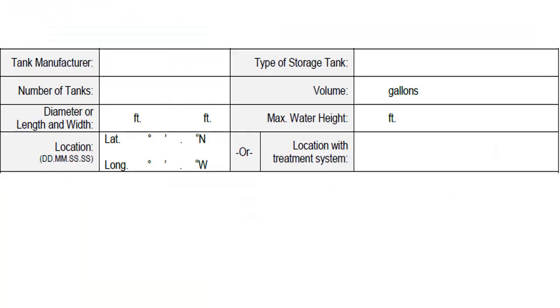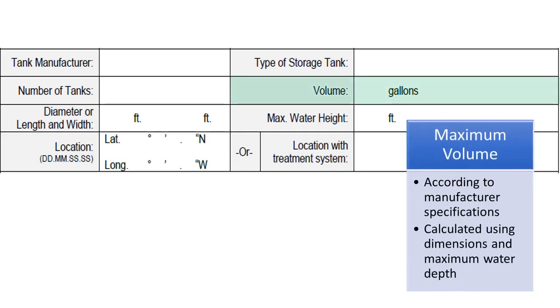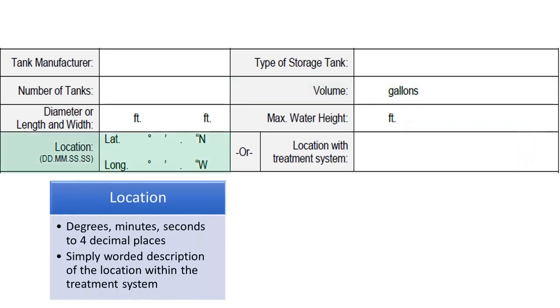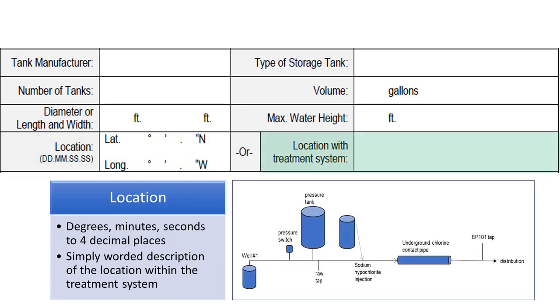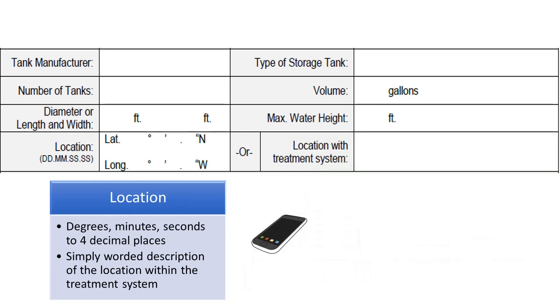Complete the table or tables and include the vessel manufacturer, type, number, volume, diameter for round vessels, or length and width for rectangular, maximum water height, and location. The volume should represent the maximum volume as per the manufacturer's specifications, or can be calculated by using the vessel dimensions and the maximum water height of the tank. Location should be given in degrees, minutes, and seconds to 4 decimal places, or can be a simply worded description of the location within the treatment system. By standing near the location of the tank, most smartphones will provide you with a latitude and longitude location.